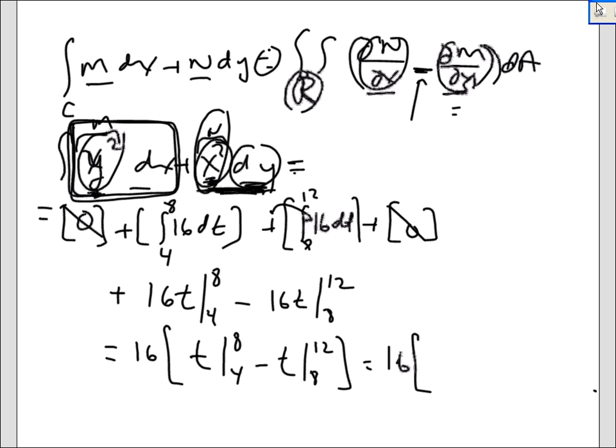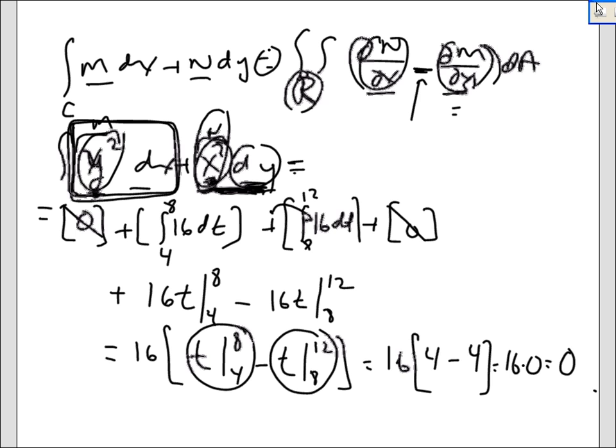16 times that. Well, this is just 8 minus 4, which is 4. Minus, this is 12 minus 8, which is 4. Well, 16 times 0 happens to be 0. So we got 0 in both methods. This last one, a little bit harder. That is why some great mathematician, possibly by the name of Green, I'm not sure, came up with Green's theorem. Hey, it took a while, but that's the first problem we've done.